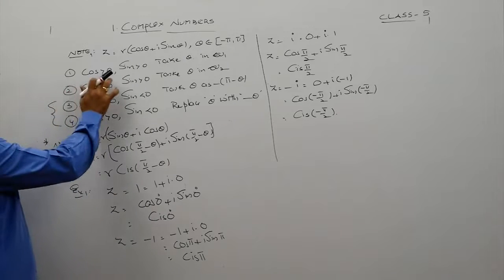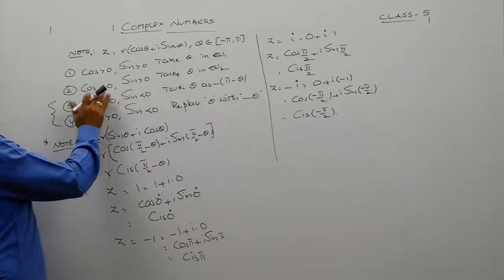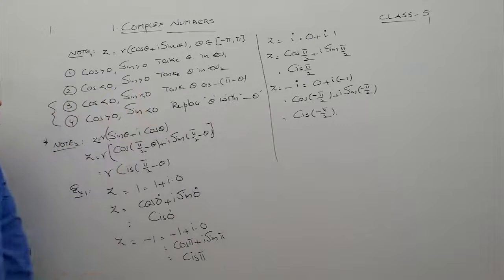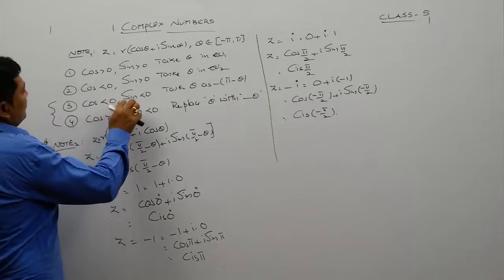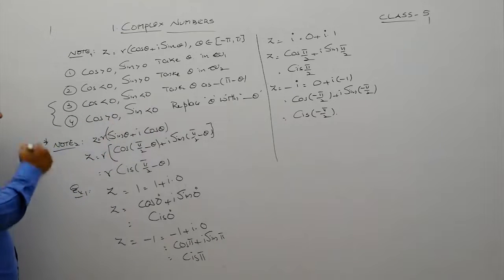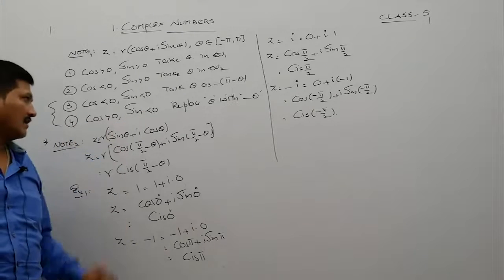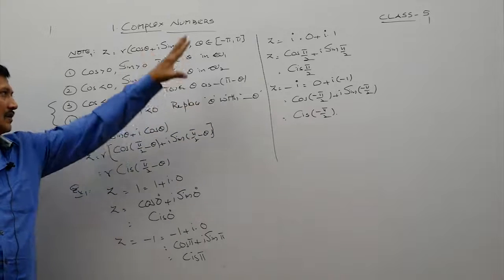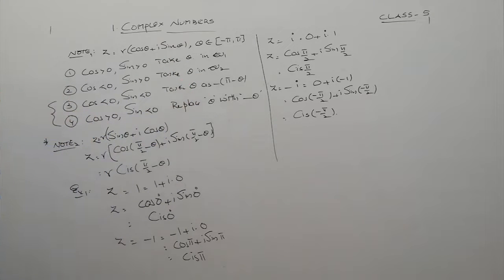Here cos is positive, sin is positive, take the value of theta in the first quadrant. And here cos is negative, sin is positive, as usual go with the second quadrant. And most importantly, when cos is negative, sin is negative, then take theta as minus of pi minus theta, because we cannot take the value in the third quadrant. Similarly, cos is positive, sin is negative, then replace theta with minus theta, so that all these are the principal arguments. So we can say principal arguments clearly belong to the interval minus pi comma pi.